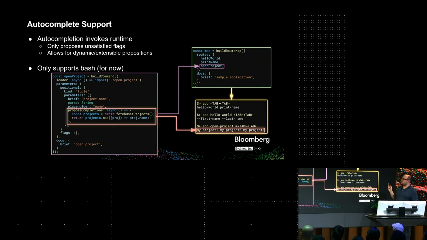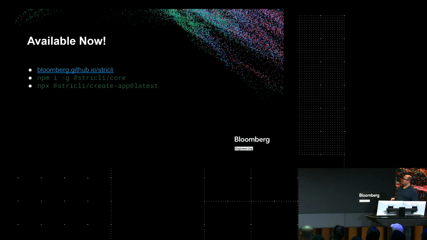Yes, it does only support Bash for now, but that's not the end of the road. We are planning to support other ones, but Bash is good enough for now. And it's available now. You can go to bloomberg.github.io/stricli. That should not be a -G. That should be a -P. That's a typo on my part. But yeah, it's available now for anyone to use.